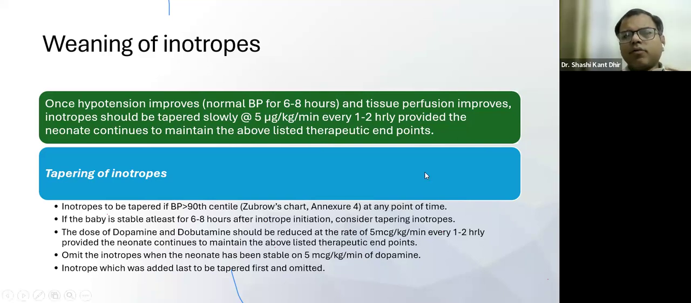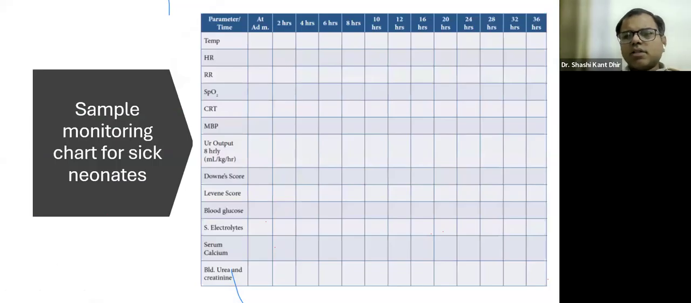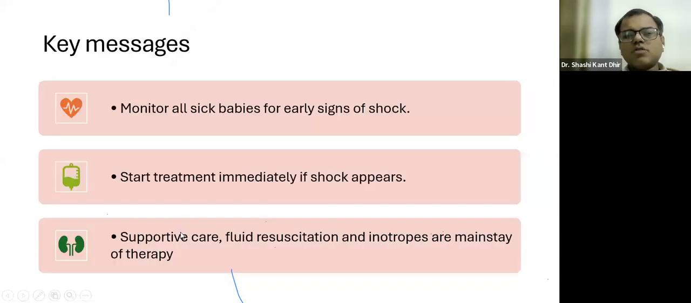But having said that, with FBNC, fluid bolus first, fluid bolus second, start with dopamine, increase up to 20, and then dobutamine as per the FBNC guidelines, followed by hydrocortisone, right? So this is the standard chart which we should all use. We should see temperature, heart rate, respiratory rate, saturation, CRT, mean blood pressure, urine output, Downes score, and all of the things. This is routinely used in all our monitoring sheets. These things should be seen.